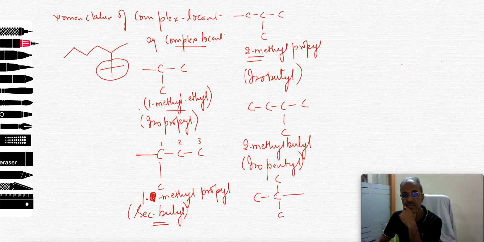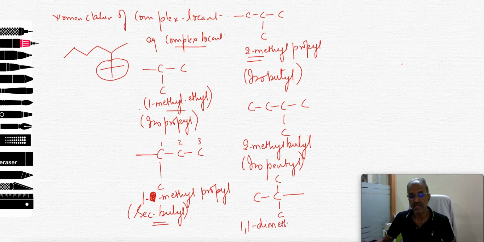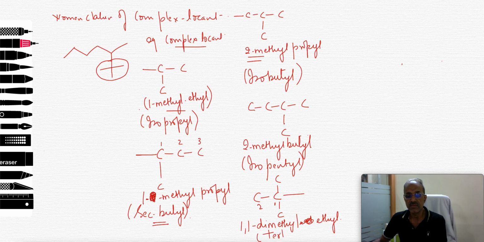Fine. Now, this is 1,1-dimethyl. I will say 1,1-dimethyl propyl. 1,1-dimethyl ethyl, which is also known as tertiary butyl, also known as tertiary butyl. Fine.